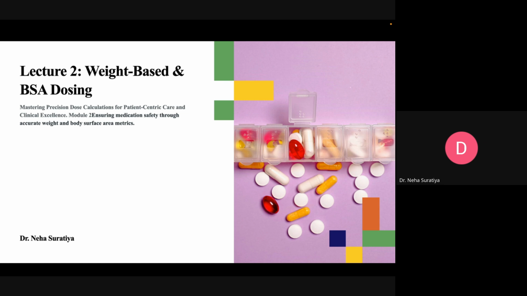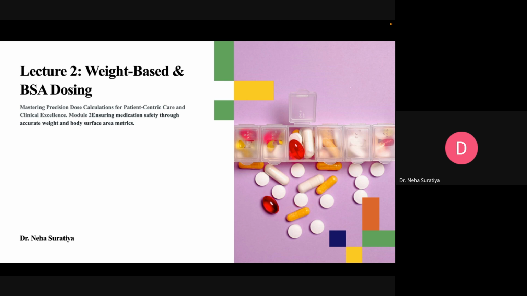I'm talking about hospitals, admitted patients, when the patient is admitted into a particular ward for treatment. In that scenario, you will never find random or fixed doses. The doses are always carefully adjusted according to patient-specific parameters.